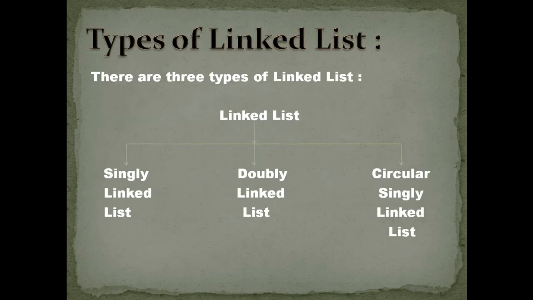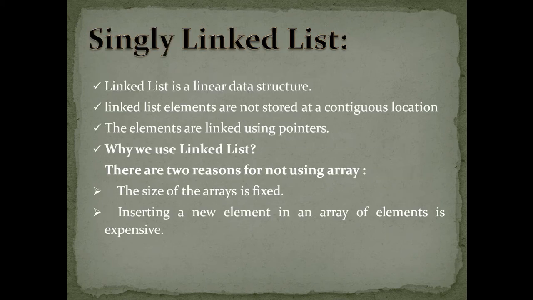Types of linked list. Linked lists are of three types: singly linked list, doubly linked list and circular singly linked list. The example which we saw earlier is the example of a singly linked list. Now, what is a singly linked list? A linked list is a linear data structure. Linked list elements are not stored at a contiguous location, as I told earlier. The elements are linked using pointers. All the elements are linked together by using the pointers.